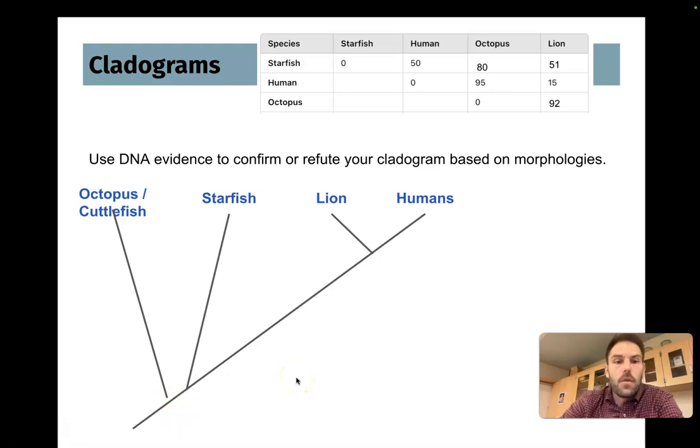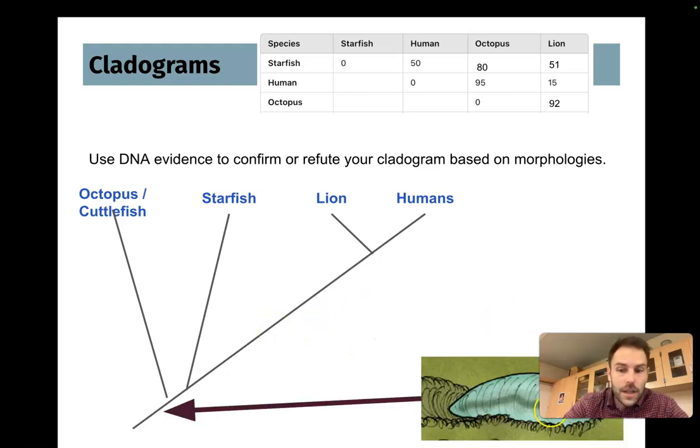All right, so this actually goes against all the models that we ended up coming up with. Starfish don't branch off of octopus over here. Starfish and humans actually share a more common ancestor than the octopus and the cuttlefish. So that's pretty wild. That is not something that I would expect. So what's going on there?